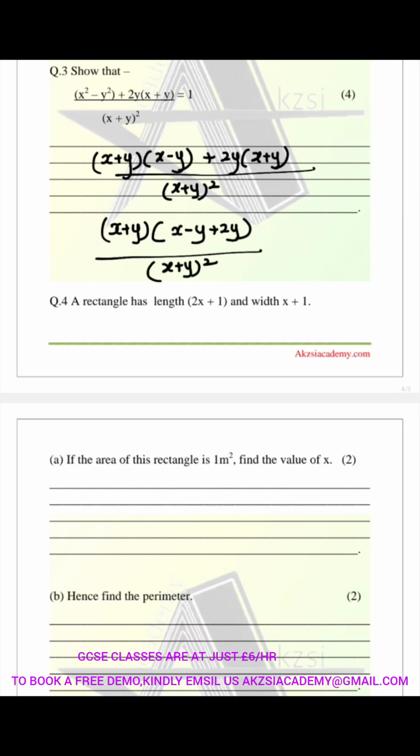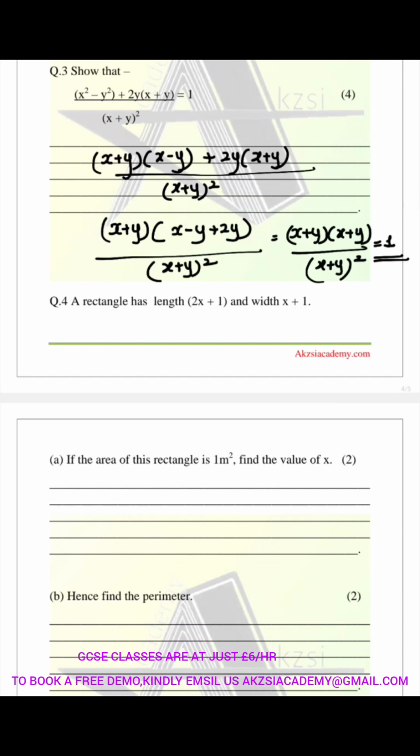Now x minus y plus 2y is what? x plus y minus y plus 2y is x plus y. So it's x plus y times x plus y over x plus y whole squared. And x plus y times x plus y is x plus y whole squared. The same number divided by the same number is always 1, and we have proved that the left hand side equals the right hand side. This whole expression is nothing but equal to 1.